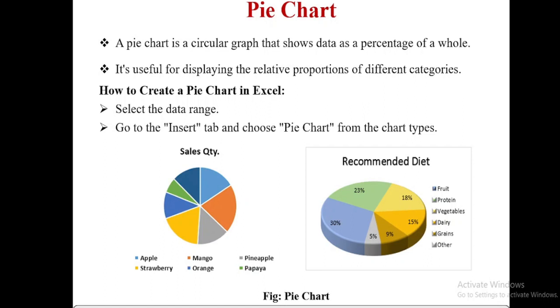In order to make you understand much more easily, I've taken a recommended diet of a particular category of people, where the major portion is represented by fruit, then protein, vegetables, dairy products, grains, and others. So this is a recommended diet. This altogether accounts for 100%. So the pie chart is nothing but a circular graph that shows data as a percentage of a whole. So let us see how exactly this could be drawn with the help of Excel.